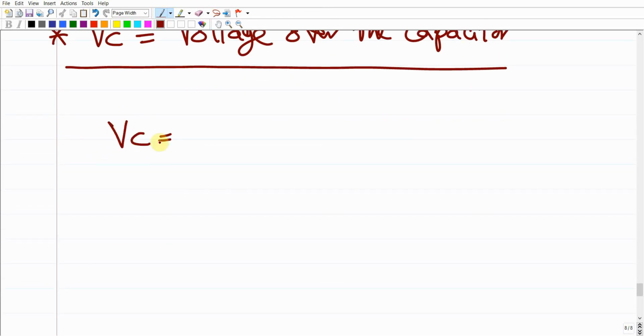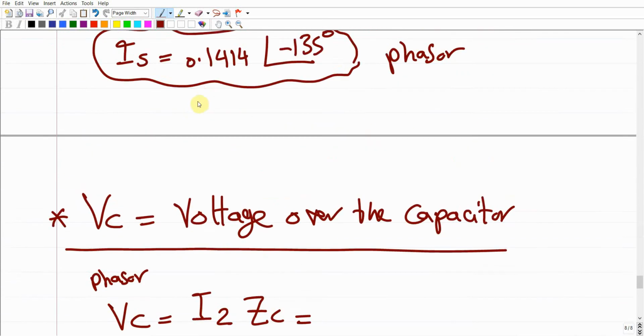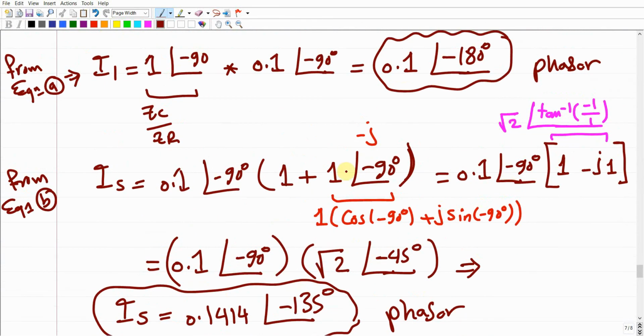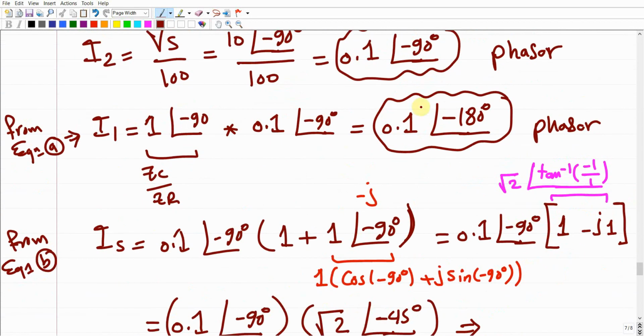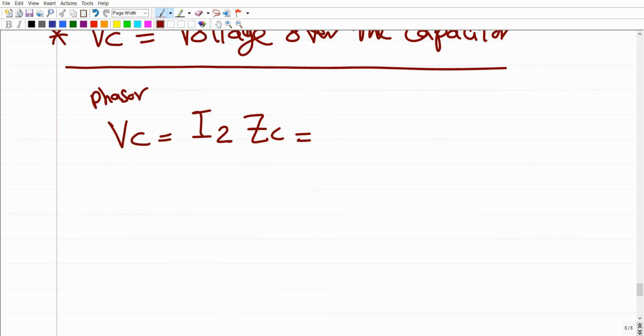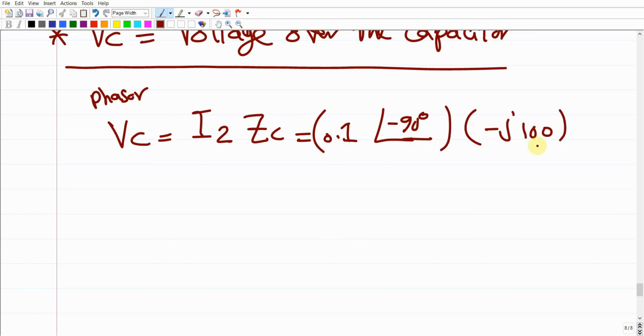So we already have VC in the phasor form. VC should equal how much? It should equal I2 times ZC, as we just mentioned. I2, we already got in this form: 0.1 angle negative 90. So it's going to be 0.1 angle of negative 90, and ZC is already given as negative j100. This negative j we can convert directly into angle negative 90, right? So we can convert this into 100 angle of negative 90 degrees.